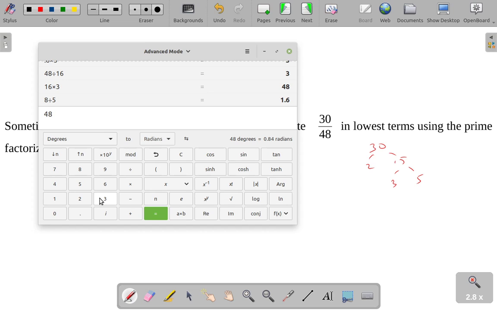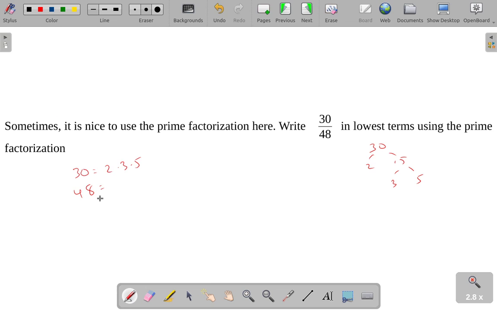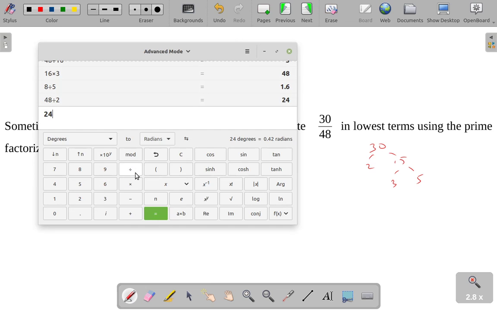Well, the very first number on the prime number list is 2. And it's really easy to see if something is divisible by 2. It's just if it's an even number. 48 is divisible by 2. So what I'm going to do is divide out 2, and I'm going to write down 2 as a factor. So now what I have is 24.